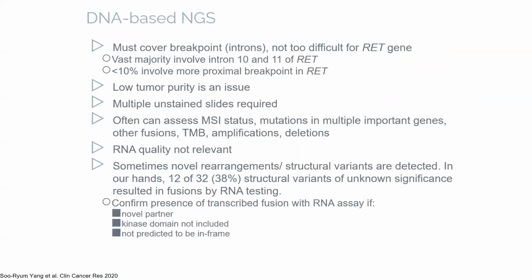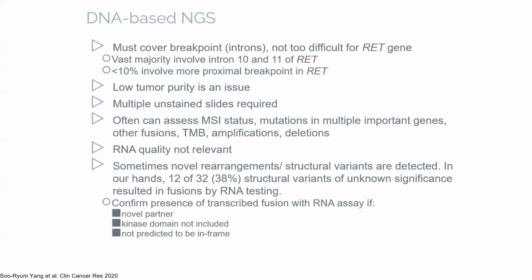So with that, DNA-based NGS is actually okay for RET fusions because introns 10 and 11 of RET are possible to cover. Because tumor is scraped from a slide rather than visualized, low tumor purity can be a significant issue, and multiple unstained slides are required depending on the specific assay. Some of the advantages include the fact that other oncogene mutations, other fusions, tumor mutation burden, some amplifications, and microsatellite instability status can often be simultaneously assessed through DNA-based NGS.